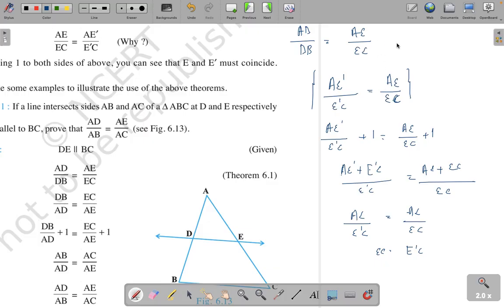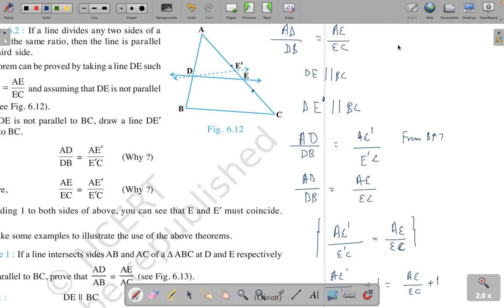So that initial assumption, that DE is not parallel to BC, was wrong. We assumed that DE dash is parallel to BC. Since E and E dash are the same, we can write DE is parallel to BC. Is this clear?